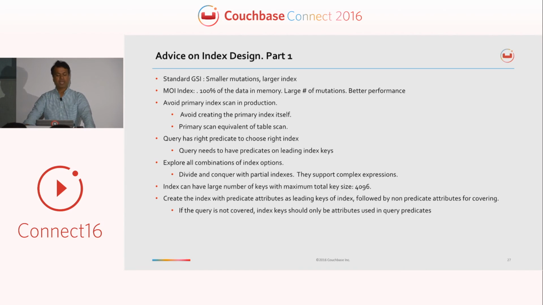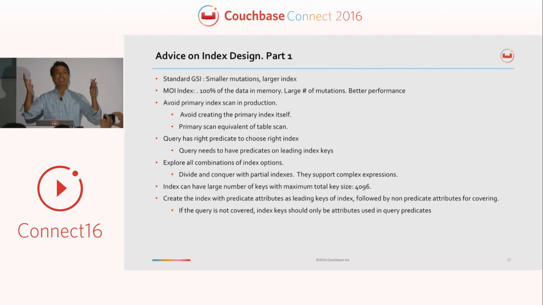Avoid primary index scan in production at any cost. I would say you can't avoid table scans, you can't disable table scans in many of the database systems. But here, if you don't have primary indexes, you are saving yourself a lot of headache. The query has to have the right predicate to choose the index, right? So the explain plan will show you whether we are choosing the index or not. The query needs to have predicates on the leading keys, right? Other keys can cover the query, but leading keys are important.